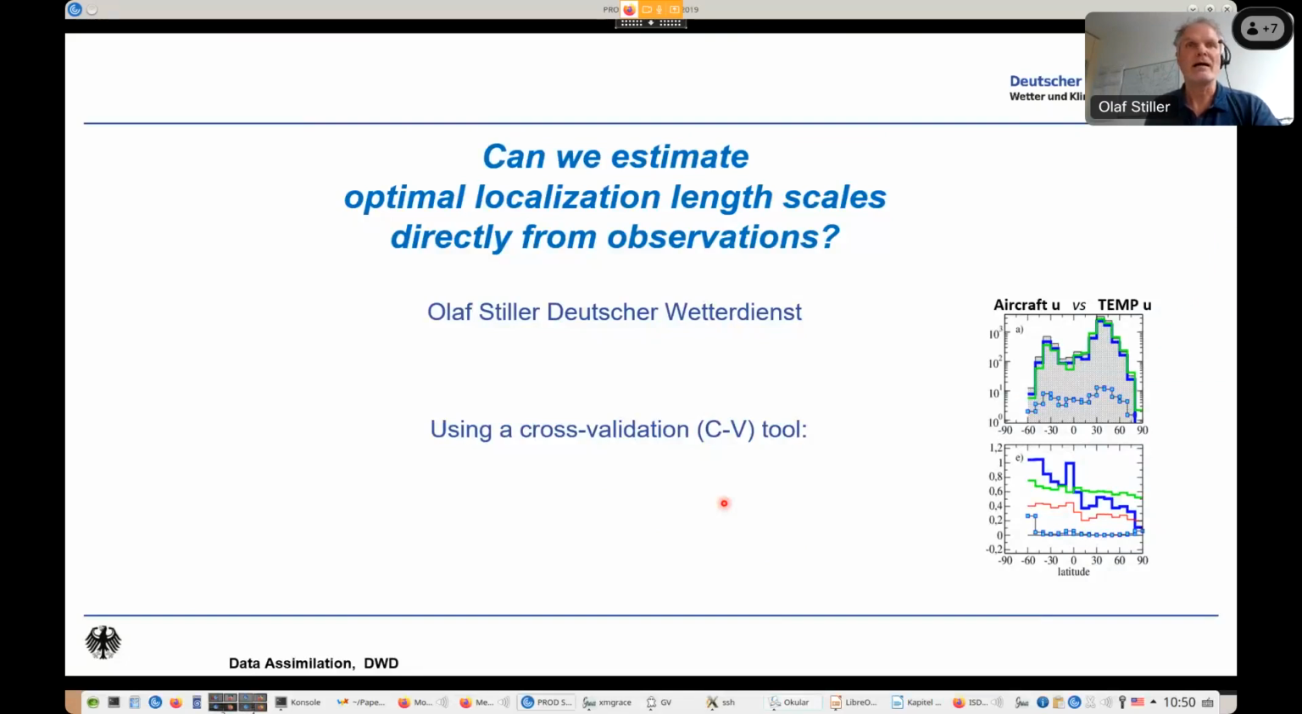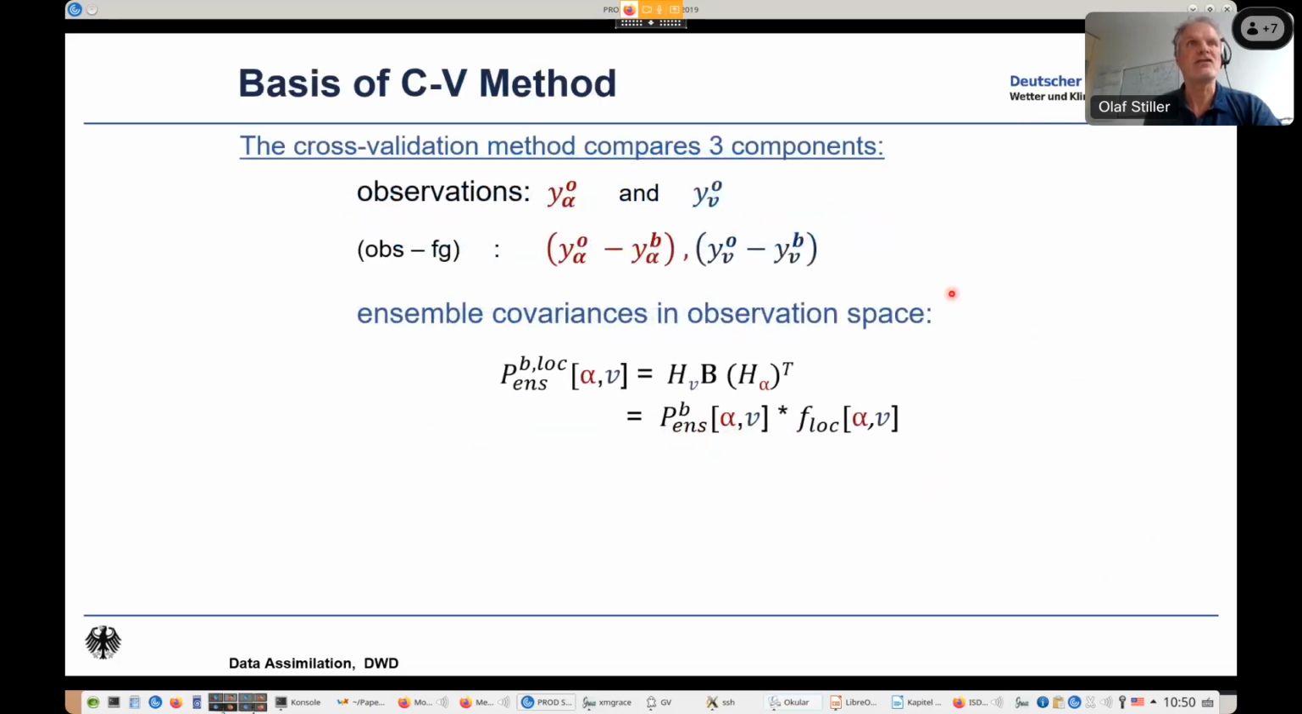This cross-validation tool, Krishna used it to verify the impact of observations or to find observations which were problematic. But in principle, the skill of this tool is that it compares an equation which compares two quantities: the two ops minus first guess departures, and the background error covariance from the ensemble, taken from the ensemble and localized with a localization function.